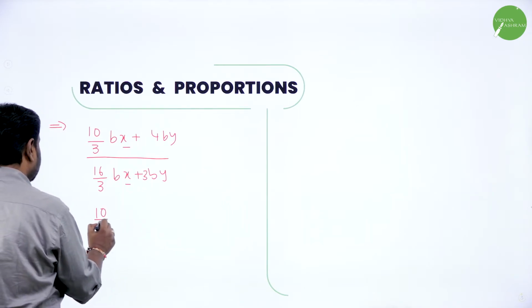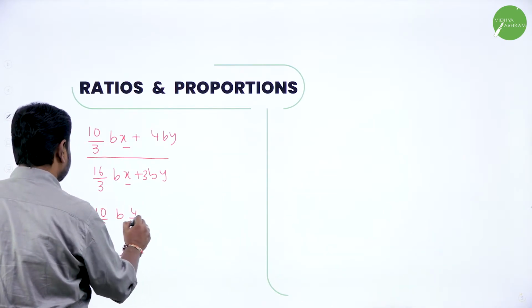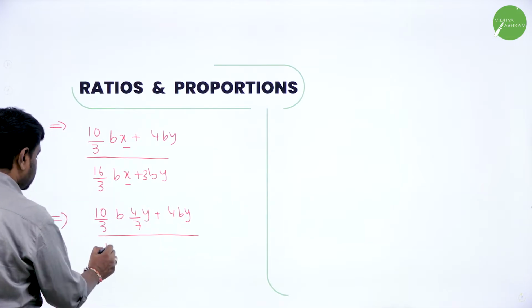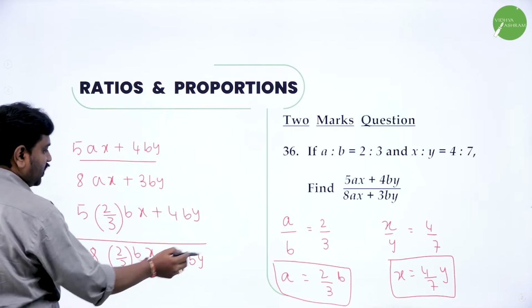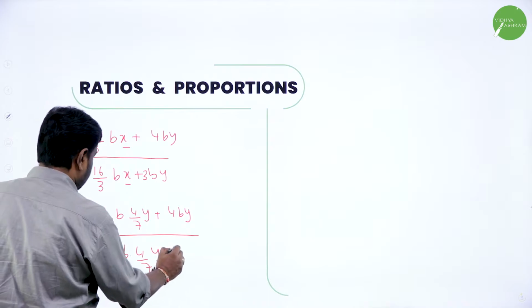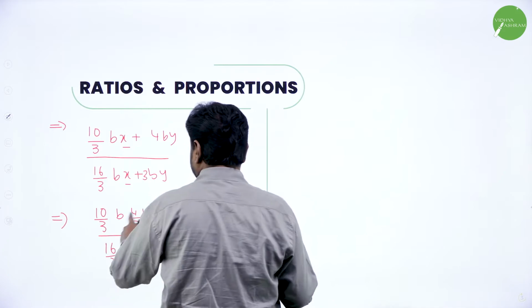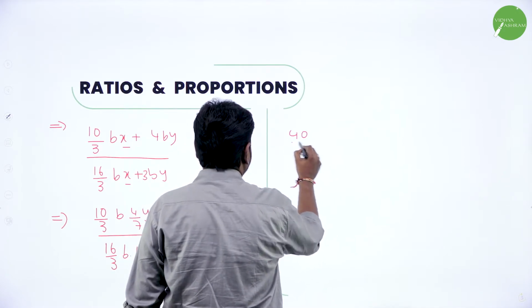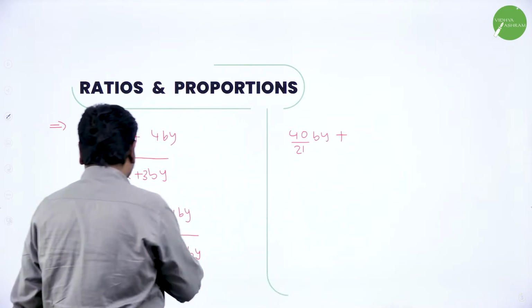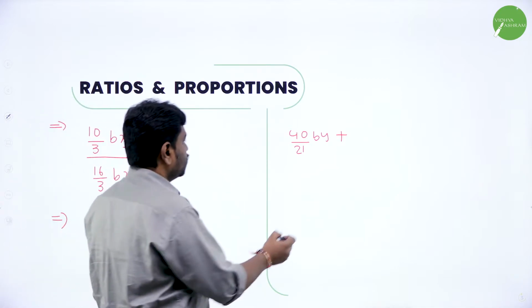So now 10 by 3 b into, what is the x value? 4 by 7y, plus 4by, divided by 16 by 3b into 4 by 7y, plus 3by. Now simplify this further. So that is 10 into 4, 40. I am multiplying: 10 4s are 40, 7 3s are 21, b into y is by, plus 4by.